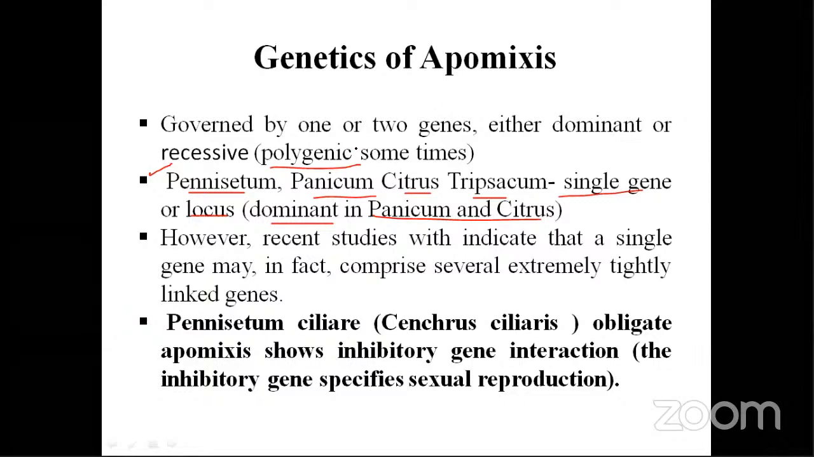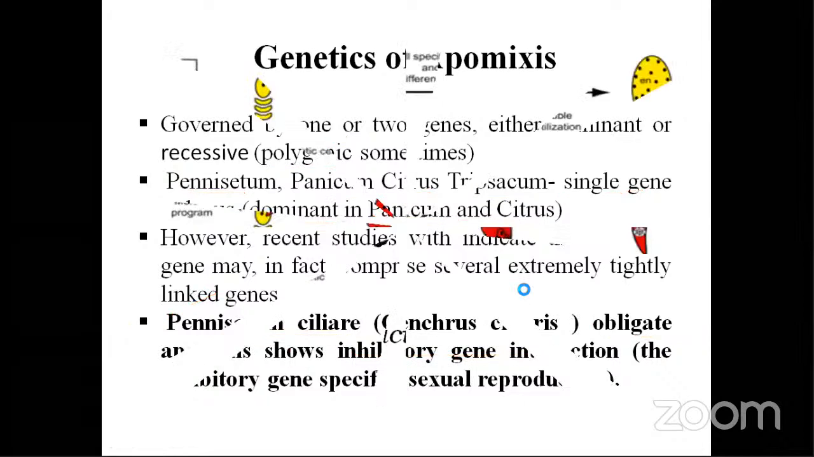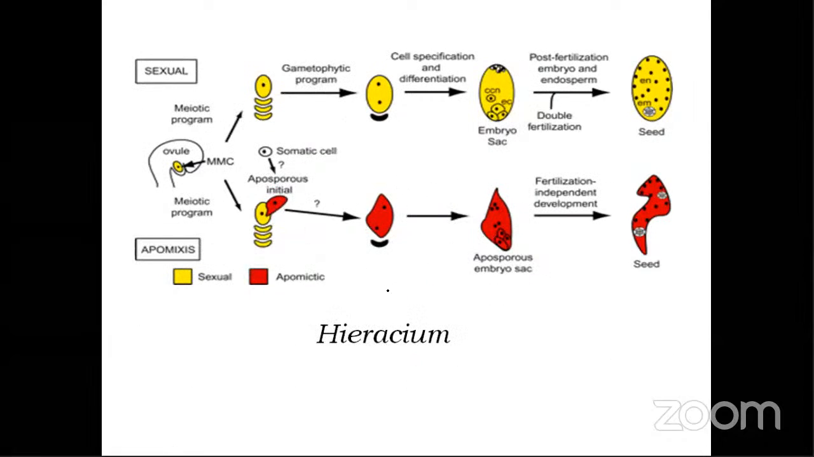Recently the polygenic nature has been discovered, and this point is very important: in Pennisetum ciliare, or Cenchrus ciliaris, it shows obligate apomixis, because inhibitory gene interaction is found there. That also I told you regarding this. This is also the famous example of Hieracium, that is apomictic in nature.